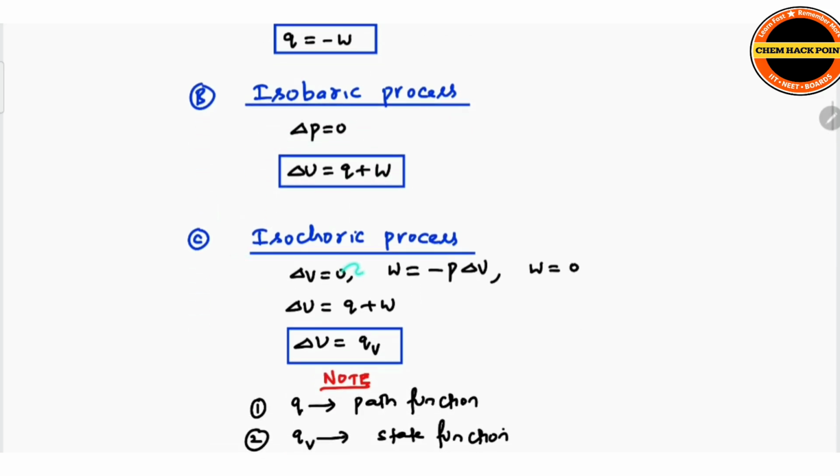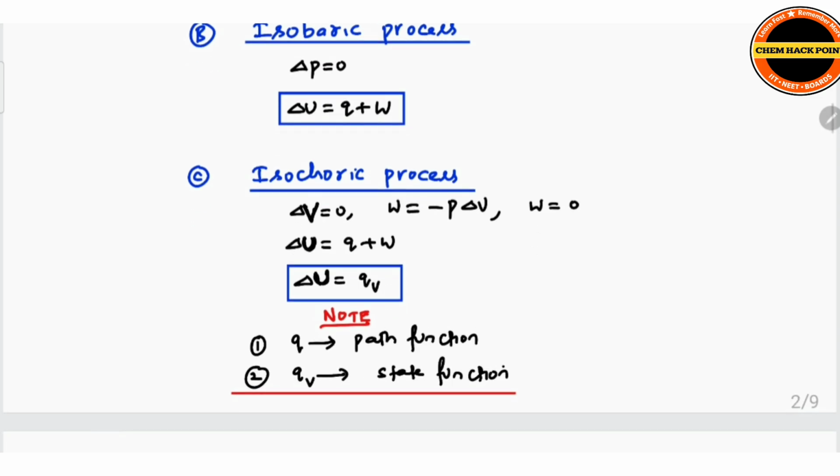Isochoric process, delta V, the change in volume, is 0. W is minus P delta V, so then W should be equal to 0. According to first law of thermodynamics formula, if you substitute the values, delta U is equal to QV. What is delta U here? Delta U is change in internal energy. Here delta V is change in volume. QV is heat measured at constant volume.